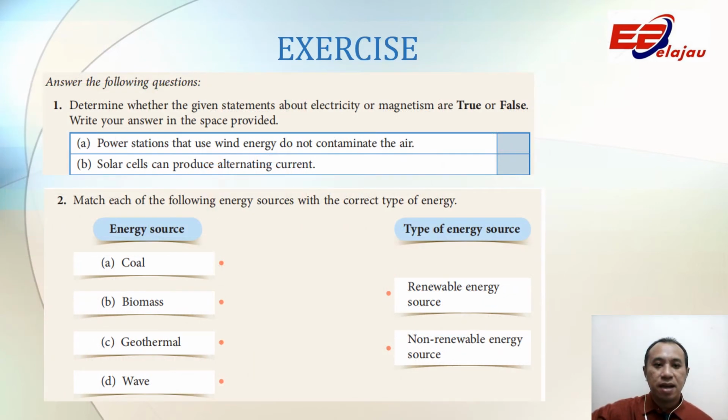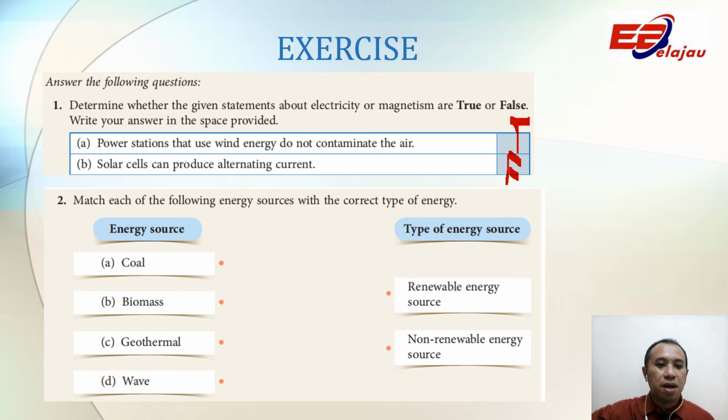Let's test your understanding with a simple exercise from your textbook. Answer the following questions. Number 1. Determine whether the given statements about electricity or magnetism are true or false. Write your answer in the space provided. Okay. A. Power stations that use wind energy do not contaminate the air. The answer is true. B. Solar cells can produce alternating current. The answer is false.